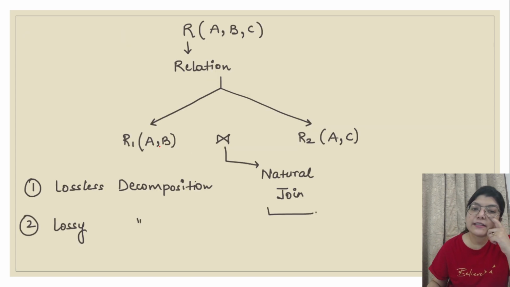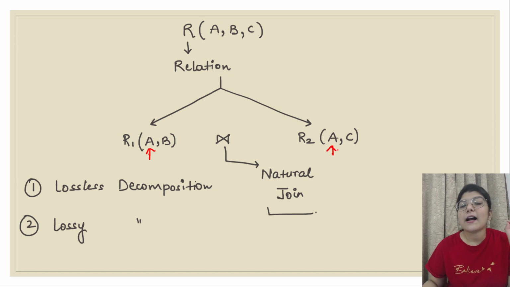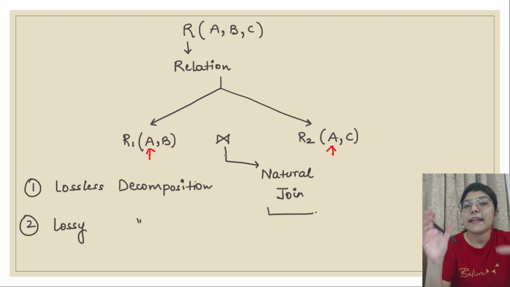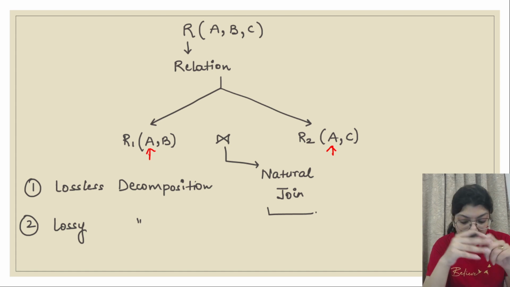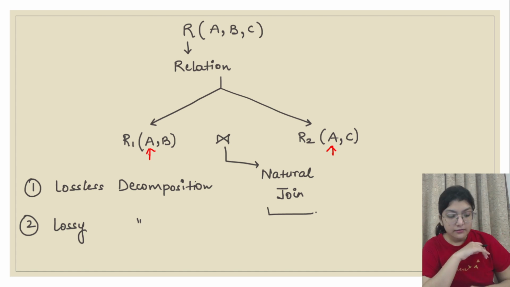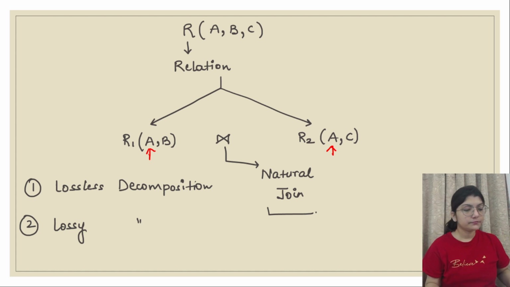If you see the previous example, here also we had A in both R1 and R2, so I can combine these two relations on the basis of A. With the help of A, I can join the two relations R1 and R2. I hope this much is clear to all of you. Let me give you an example for natural join also.